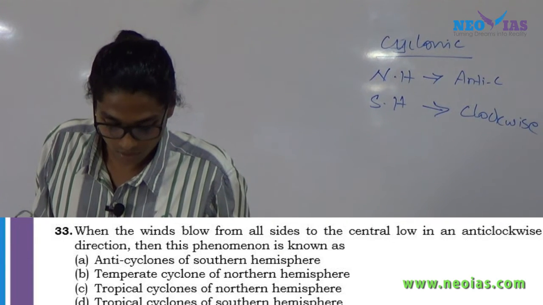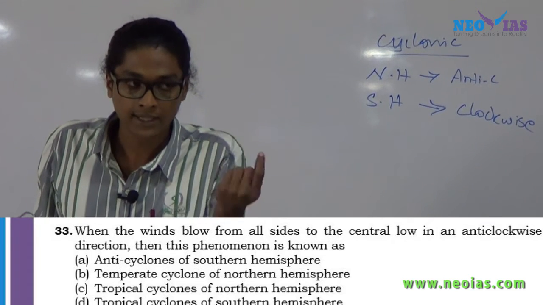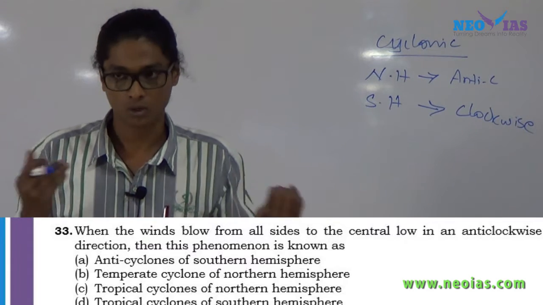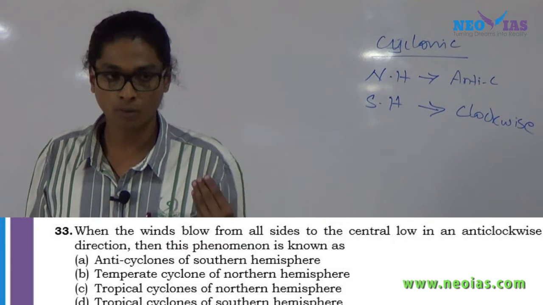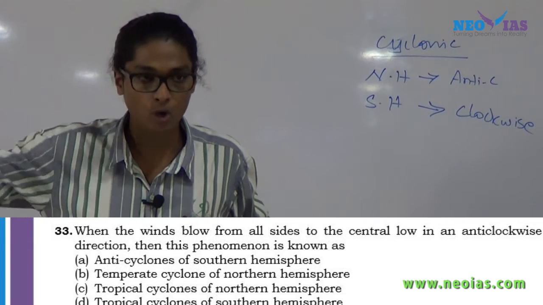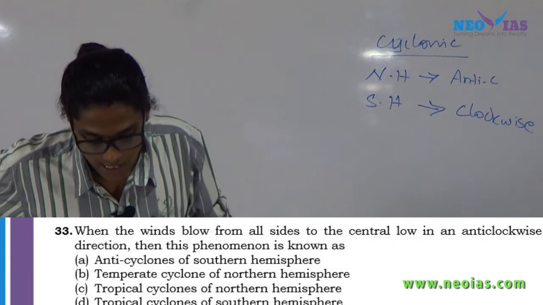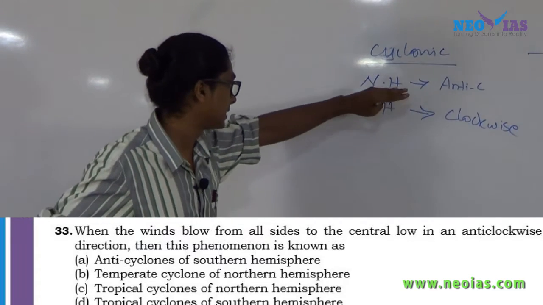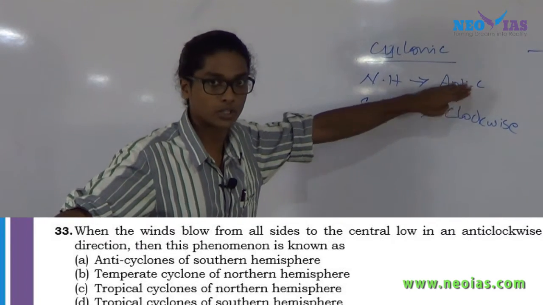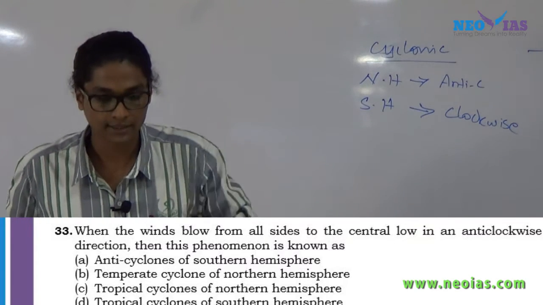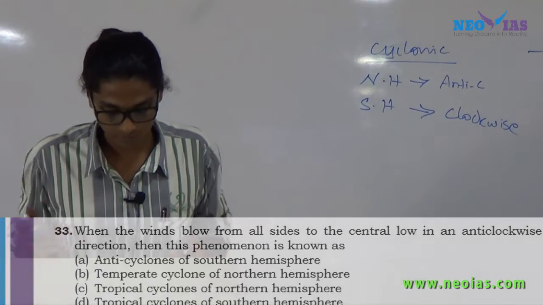Temperate cyclone. Are the winds actually moving towards the central low? No, temperate cyclones are formed because of the polar front, right? So again we can eliminate the B option. Now what comes is C and D. Again from this itself, we are having anticyclonic rotation only in the northern hemisphere. So the answer will come out as C.